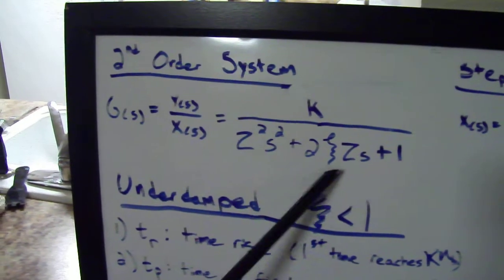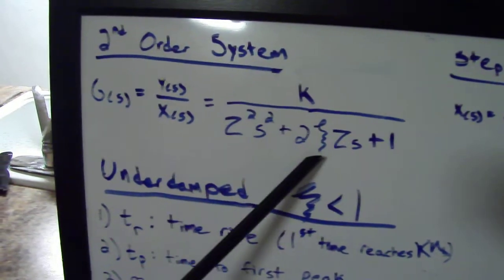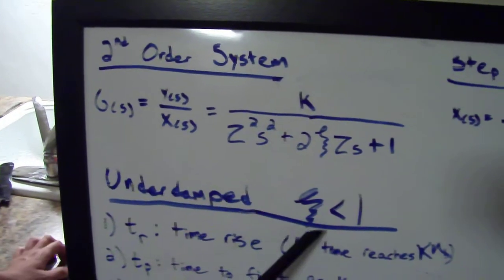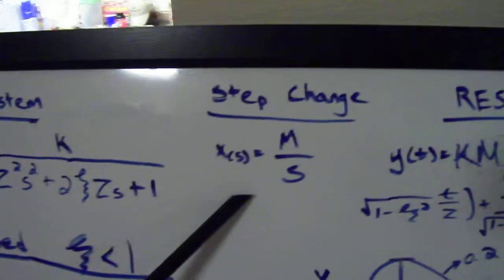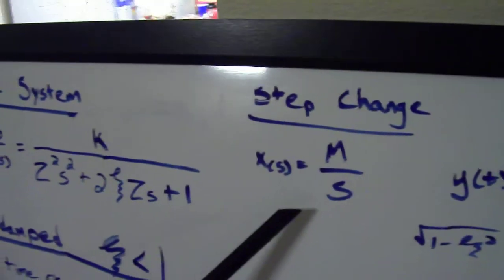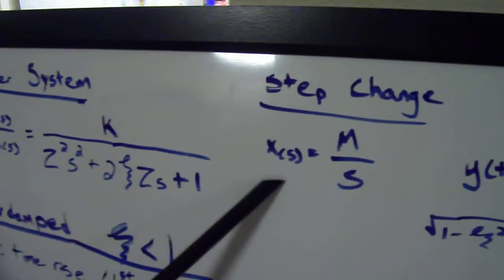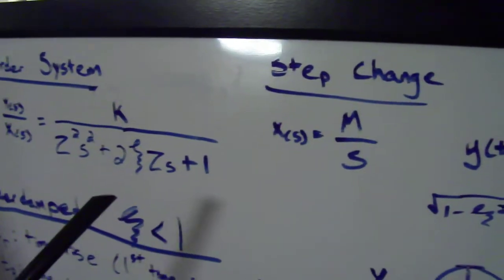It's a function of zeta and tau, and also K. An underdamped system means that zeta is less than 1. We'll look here to the right. Our step change of magnitude m means that our X, our input function, is m over s.